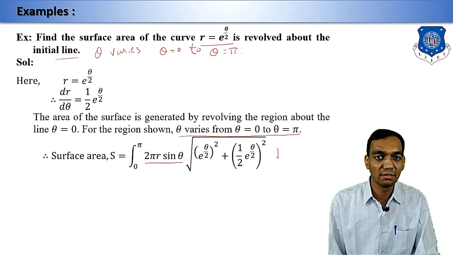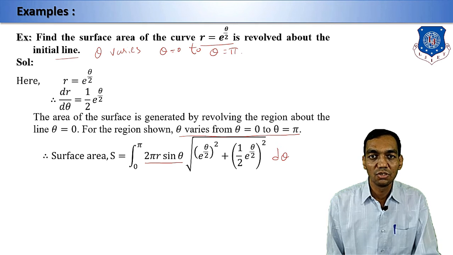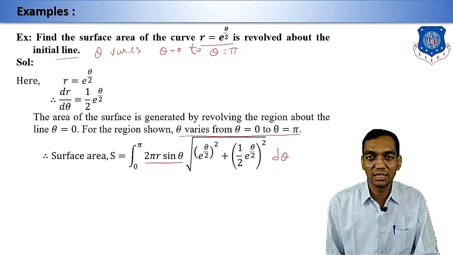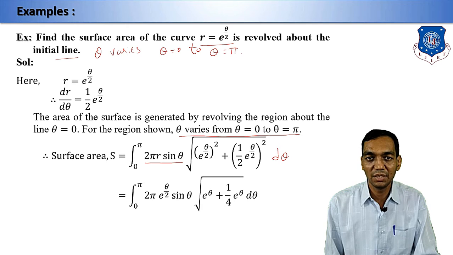whole square d theta. Okay, so r square, that is (e raised to theta by 2) the whole square, plus dr by d theta, that will be 1 by 2 e raised to theta by 2, the whole square. Correct? Now (e raised to theta by 2) whole square, that will be e raised to theta, and this will be 1 by 4 e raised to theta. So you will have r is equal to e raised to theta by 2.